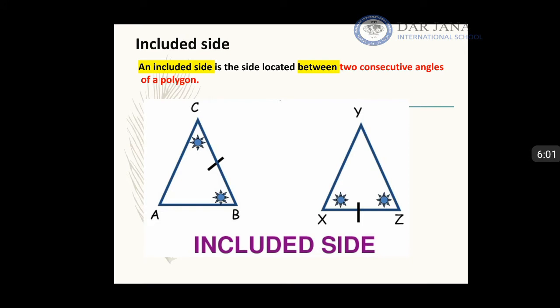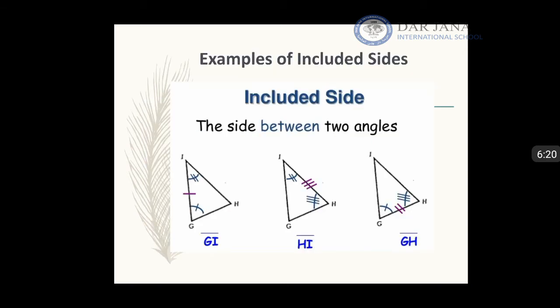Let's move to the second triangle. Let's look at angle X and angle Z. Angle X and angle Z are two consecutive angles in this triangle, and the included side within those two angles, angle X and angle Z, is the included side XZ. So let's move and learn more about the included side with some examples.